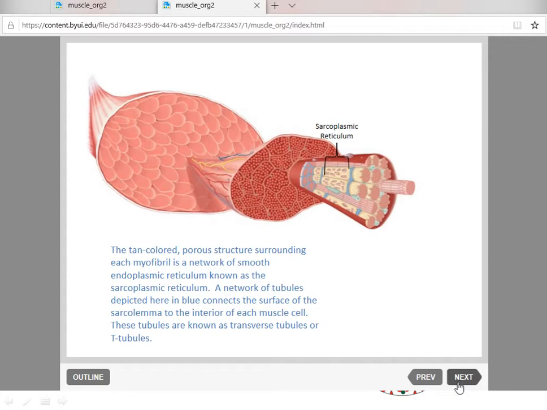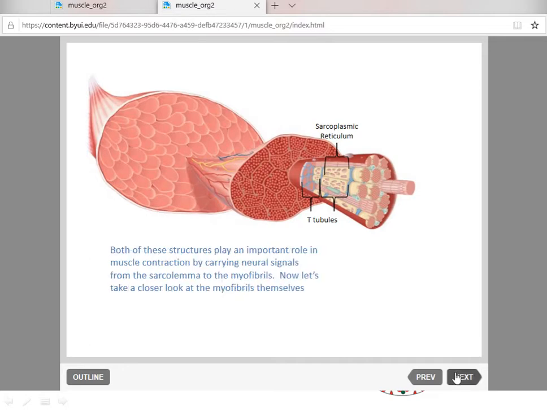A network of tubules, here in blue, connects the surface of the sarcolemma to the interior of each muscle cell. These tubules are known as the transverse tubules, or the T tubules. See, these are the T tubules. Both structures play an important role in muscle contraction by carrying neural signals from the sarcolemma to the myofibrils.